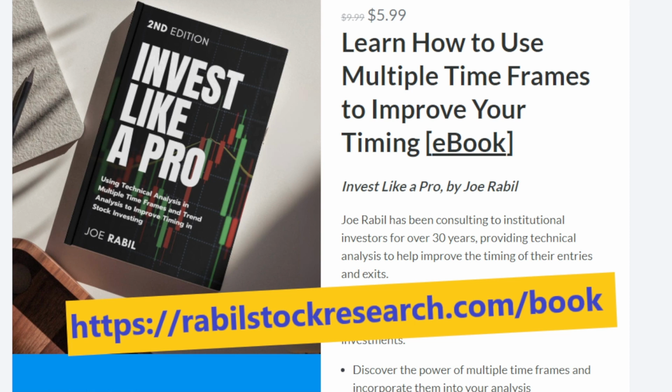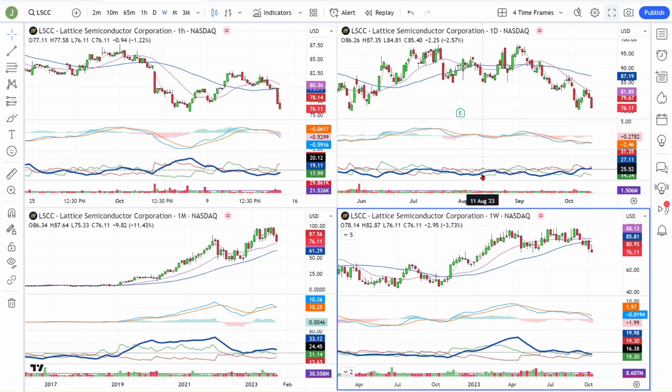All right, let's go ahead and get into this example. Okay, I'm using LSCC as our example today, and I want to start with the monthly chart because you can see, and I talk about this a lot, when there's air between the price and the 18, we want to be looking for some kind of a pullback. So I really like this trade. I think this is a good trade for you to learn and incorporate into your process.